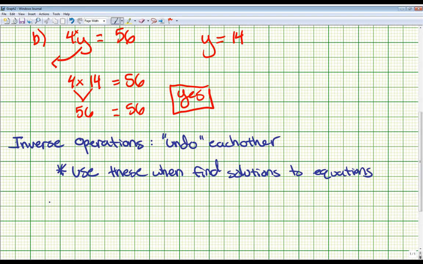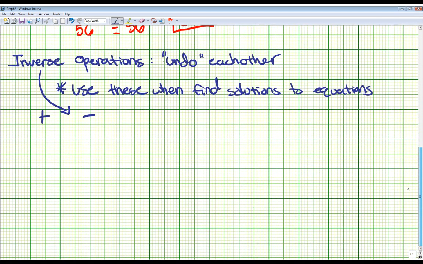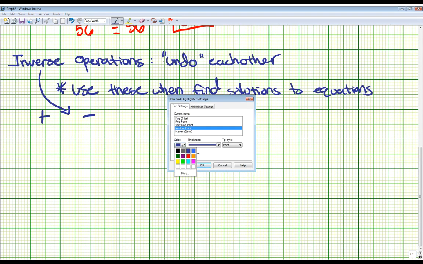So if I have addition, the inverse operation to addition would be subtraction. And vice versa. If I started with subtraction, the inverse operation would be addition. So these undo each other. If we added 4 and then we subtracted 4, that undoes that adding 4. So we're going to use that vocabulary word and that idea when we're looking at our next set of examples. So switching colors here, we'll get back to our examples.